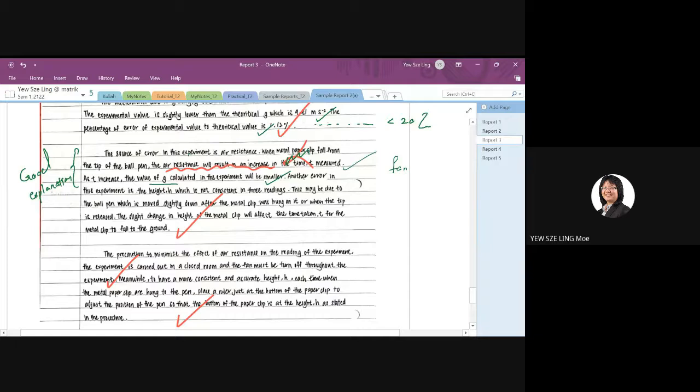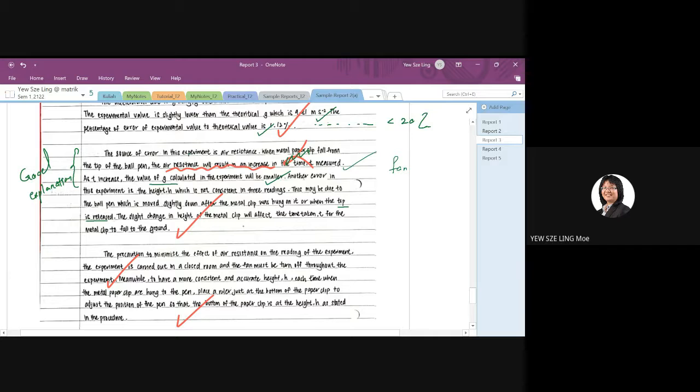So, how does it affect your reading? Another error in the experiment is the height, which is not consistent in the 3 readings. This may be due to the ball pen, which moved slightly down after the metal clip was hung on it, or when you press the clip when it's being released. The slight change in height will affect the time taken for the metal clips to fall. So this is another very good error in your experiment.